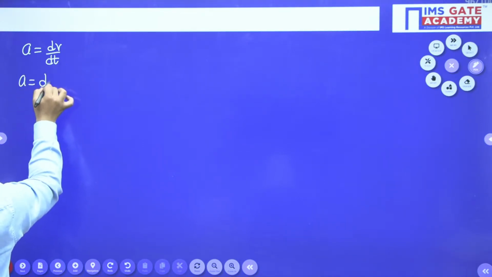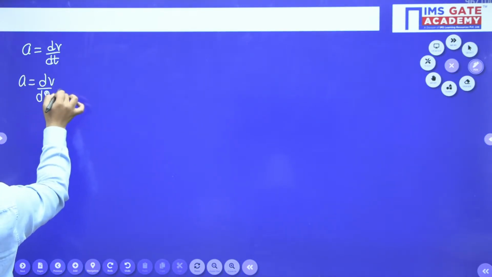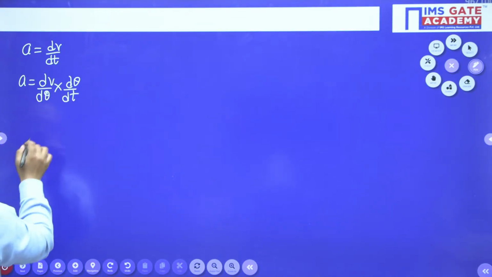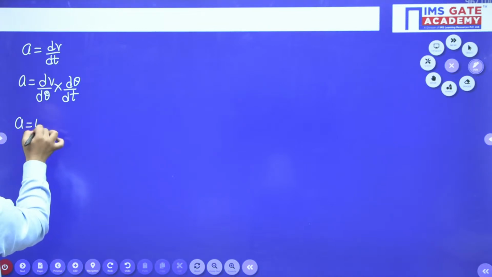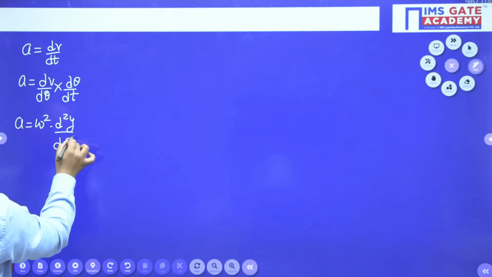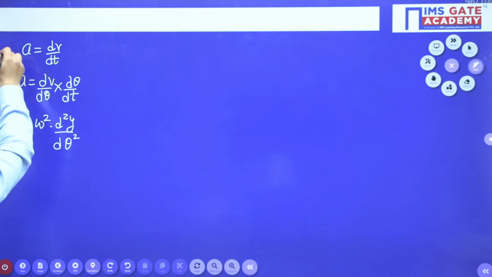See, again, velocity is a function of theta here now. So we'll differentiate theta. We'll use the d theta like this. Again, omega square d2y by d theta square. Now, this is the one parameter, acceleration.